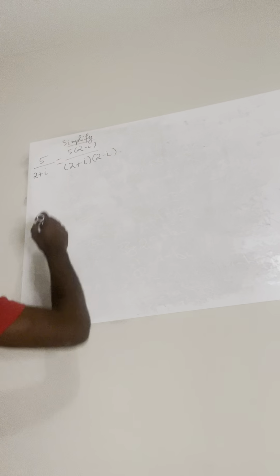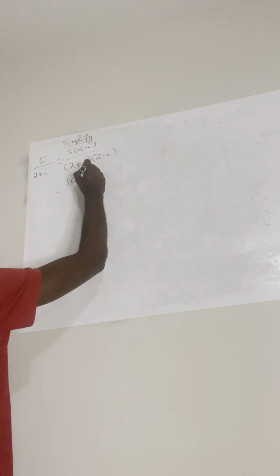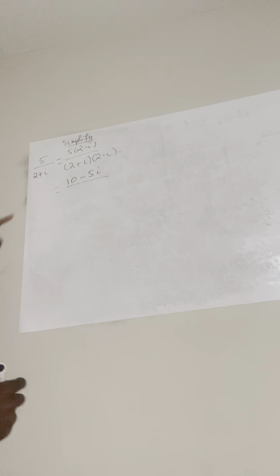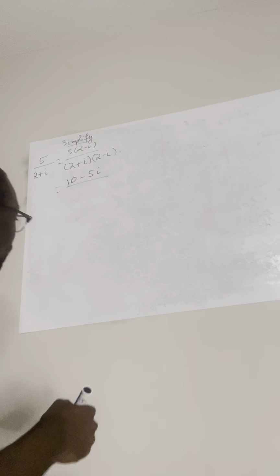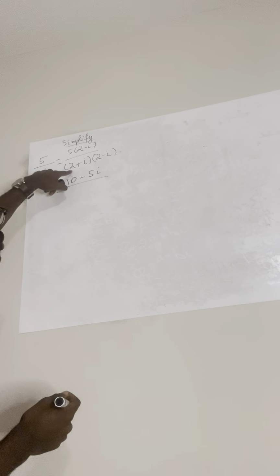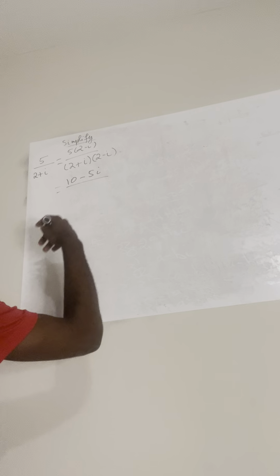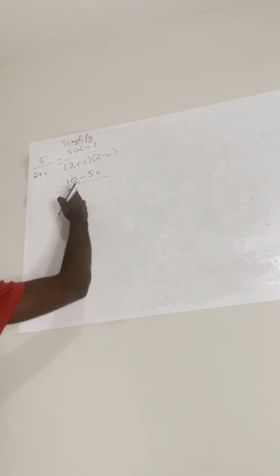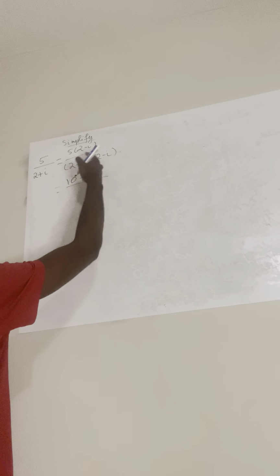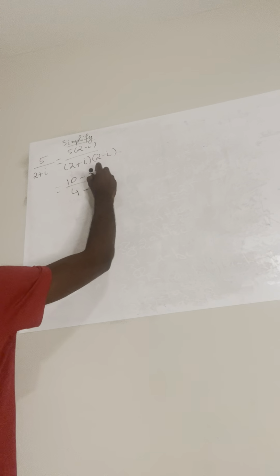Next, what do I have at the top? Distribution: 5 times 2 is 10 minus 5i. How about the bottom? We can multiply each term, or we can just recognize that this is the difference of squares, so we will do a squared minus b squared. Or we can use another formula, but I will show that later on. Let's go with the difference of squares. 2 times 2 is 4 minus i squared.